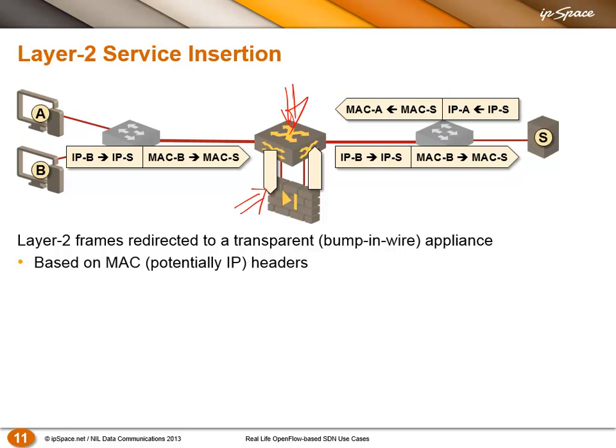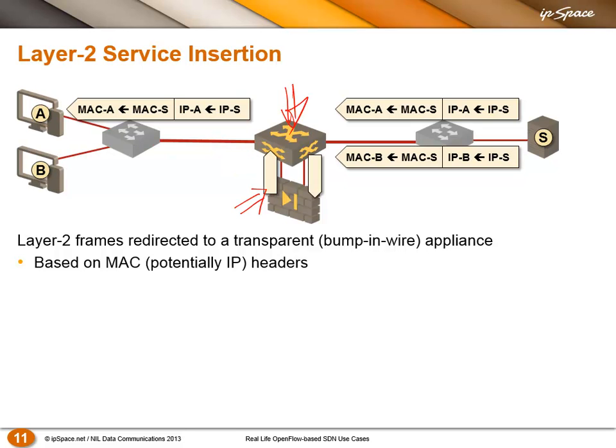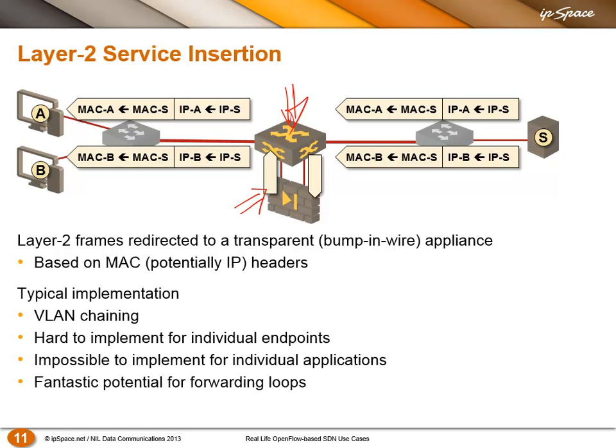And then, of course, the return traffic from S to A could go straight, whereas traffic from S to B would go through the firewall. And usually, you would have to ensure that you insert the same service in both directions so that, for example, a firewall can see both directions of the same TCP session. There are numerous ways to implement service insertion in today's data center networks.